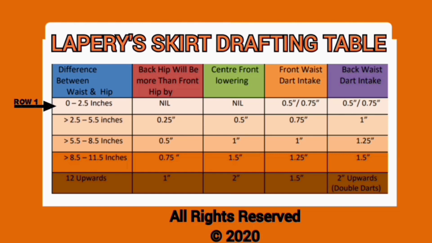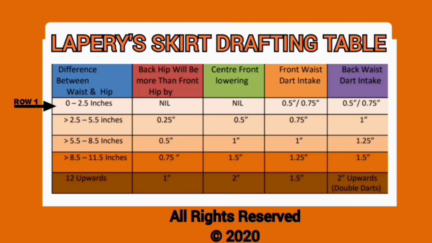So when we move to the center front lowering, it will still be the same. It will be nothing. That means the center front length and the back length can maintain the same length, because nothing is going to raise up the back piece as such, because this person does not really have butt.